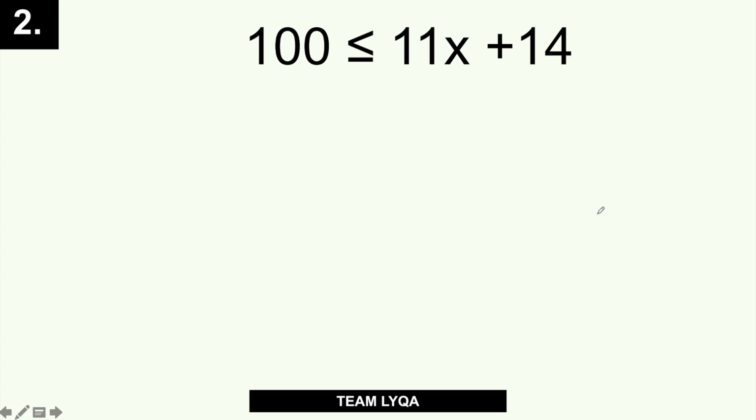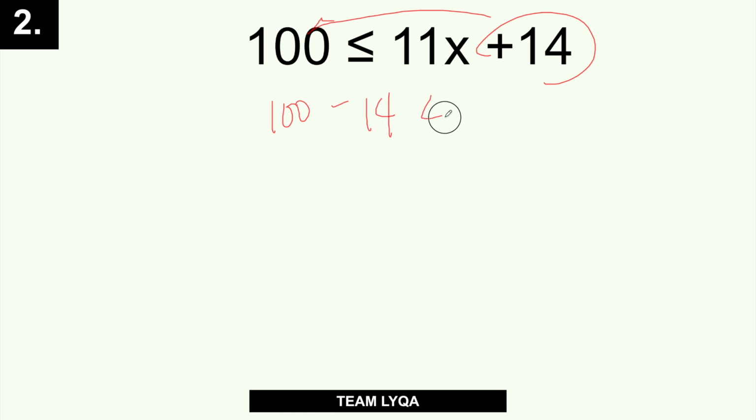Okay? Next, we have this. So, 100 is less than or equal sa 11x plus 14. Again, same rules apply. Ililipat natin to. Magiging minus siya. So, 100 minus 14 is less than or equal to 11x. Here, this will leave you with 86.